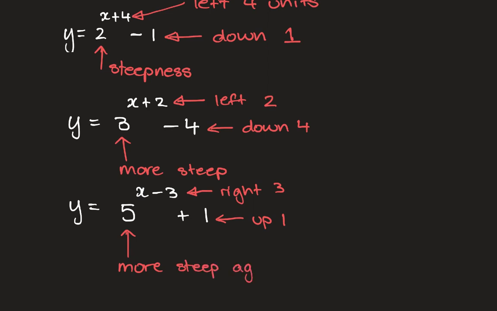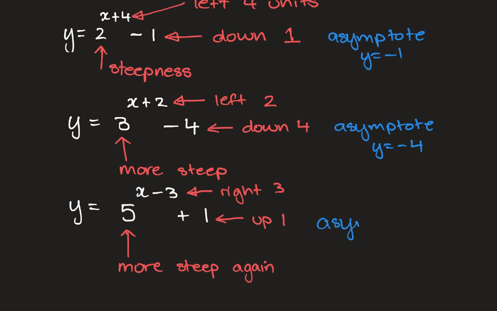And of course, we've got to talk about our horizontal asymptotes, which we can tell by the value of d. So the asymptote for the first graph is y equals negative 1. The asymptote for the second is y equals negative 4. And for the third, y equals positive 1.